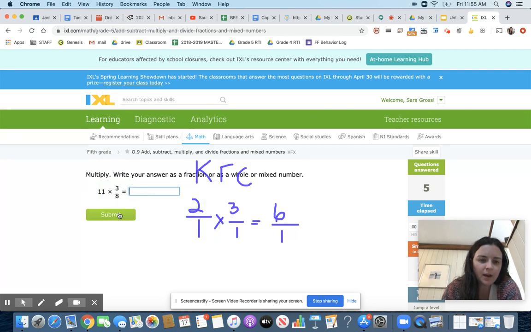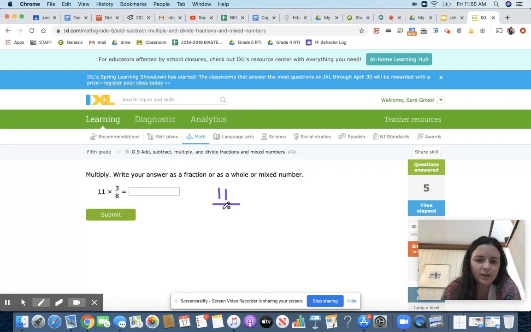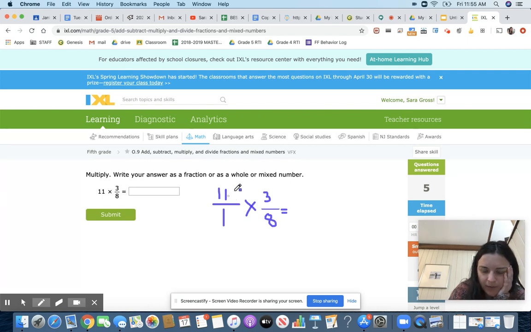Okay. All right, this is a multiplication one. So it says 11 times 3/8. I'm just going to rewrite it to make it easier for myself. 11, I'm going to write as a fraction, would be 11 over 1 times 3/8. Check if I can cross cancel. I can't. 8 and 11, there's no common factors. 3 and 1, there's not. So multiply across. 11 times 3 is 33 over 8.